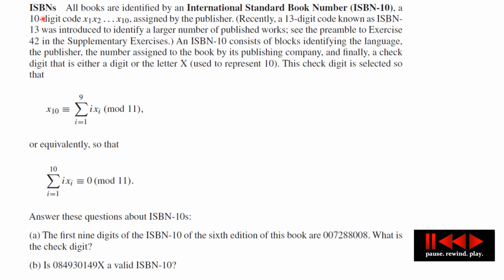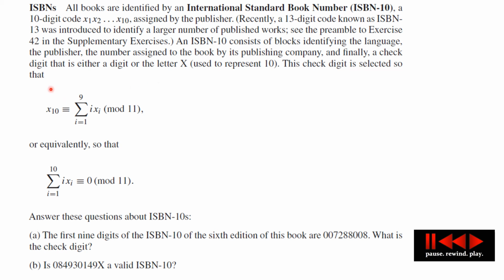ISBN codes are codes that identify books, and now these days we have ISBN 13 codes as well, so this has been expanded. We're just talking about ISBN 10 here. An ISBN 10 consists of blocks identifying the language, the publisher, and the book assigned to the book by its publishing company, and finally a check digit is added, either a digit or a letter X, and X is used to represent 10, because the digits will be 0 through 9.